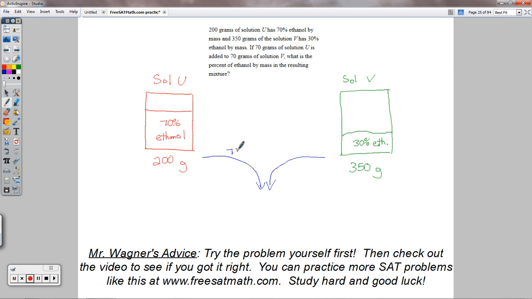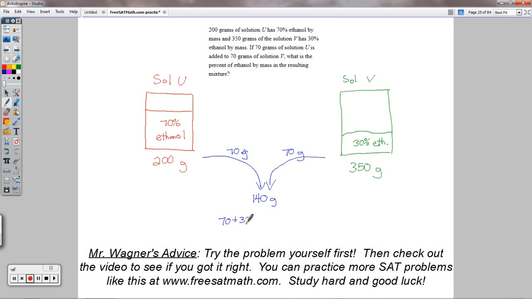We're going to take 70 grams of U. We're going to take 70 grams of V. Here it has 70% ethanol. Here it has 30% ethanol. We mix those together, we're clearly going to have 140 grams. And we're going to have 70% here and 30% here. So we're just going to be taking those two, 70 and 30.